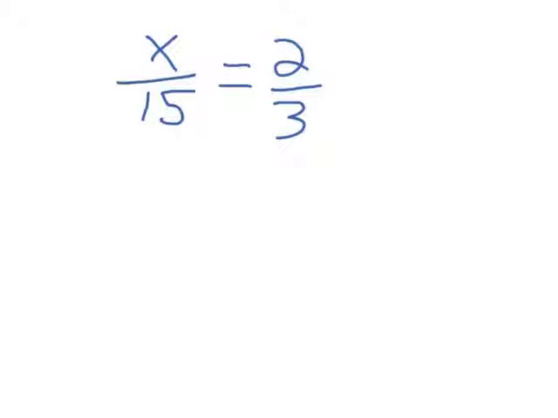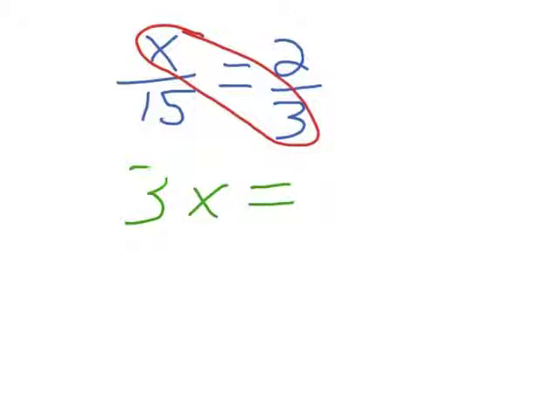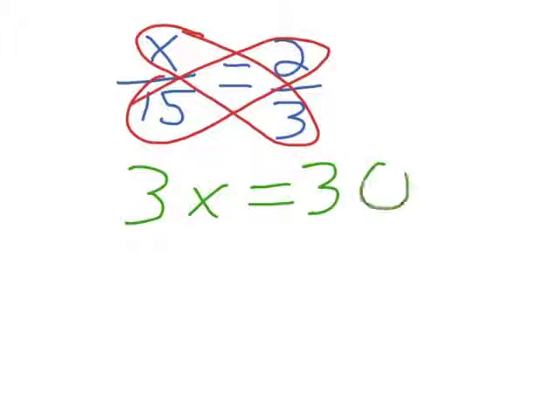Boys and girls, here we have a proportion that we need to solve for x. And to do that, we need to cross multiply. So the first one we'll cross multiply here is 3 and x, and 3 times x gives us 3x. And that equals, we're going to cross multiply over here, 15 times 2 equals 30.